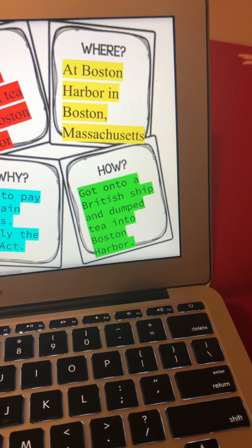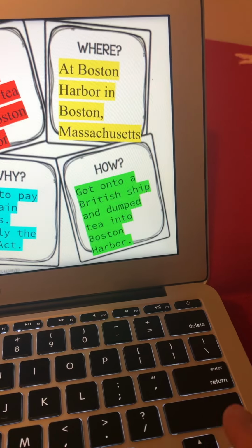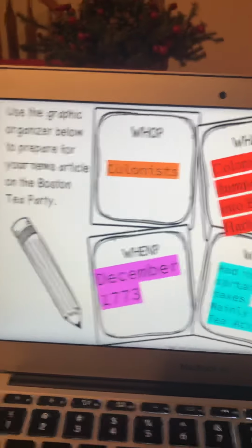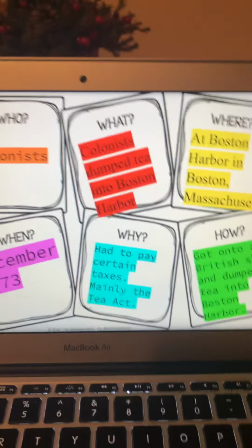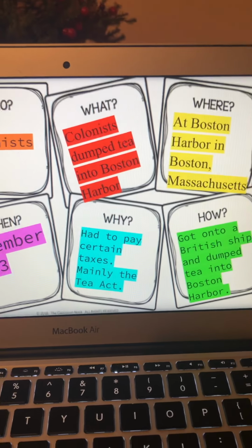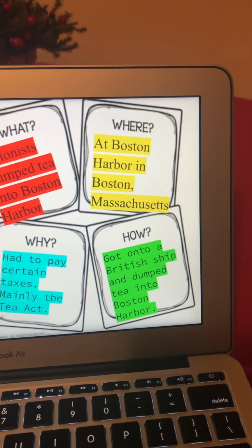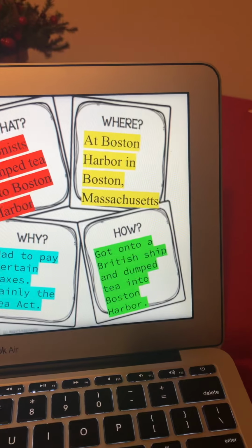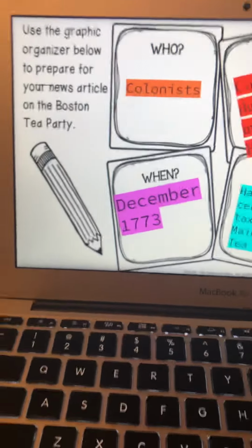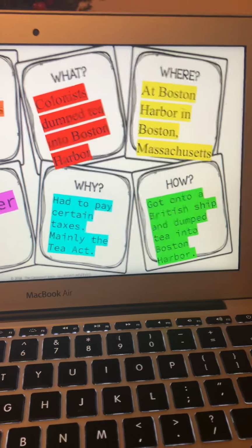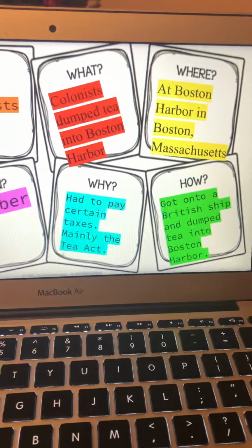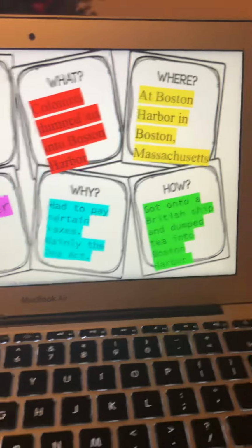And then how? They got onto a British ship and dumped tea into Boston Harbor. Who did? Colonists. What happened? Colonists dumped tea into the Boston Harbor. Where? At Boston Harbor in Boston, Massachusetts. When? December 1773. Why? They had to pay certain taxes, mainly the Tea Act, which was the main cause of the Boston Tea Party.